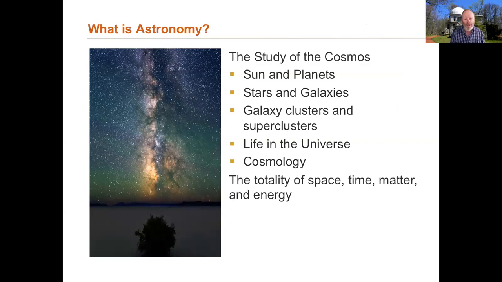So astronomy is a science. Astrology is not. Astrology is closer to a religion. And we'll talk a little bit more about that maybe later in the semester. We talk about the sun and the planets. That's mostly the 101 class. Of course, that's closer to home, so we know a little bit more about that in detail.